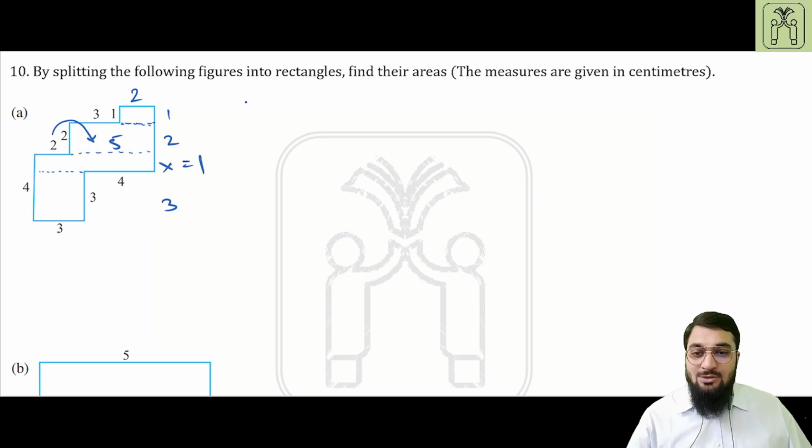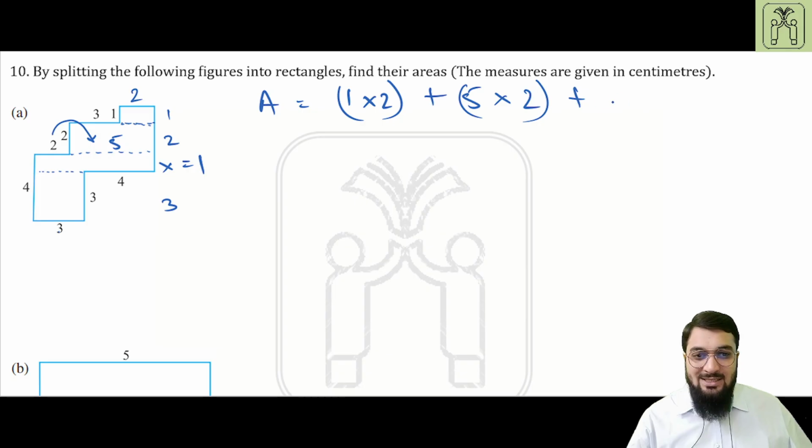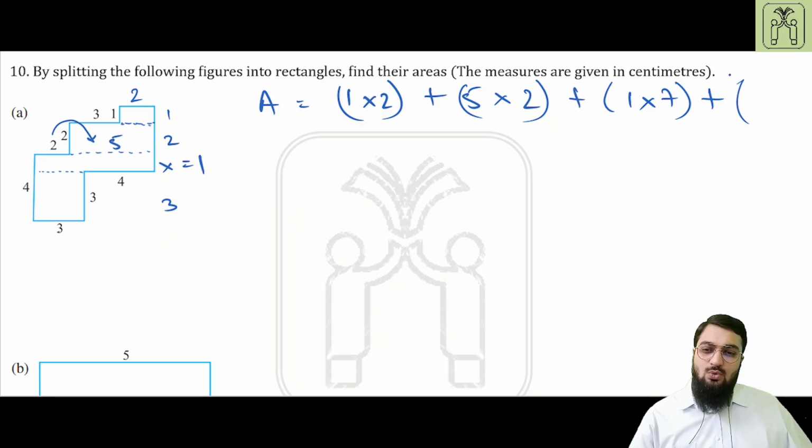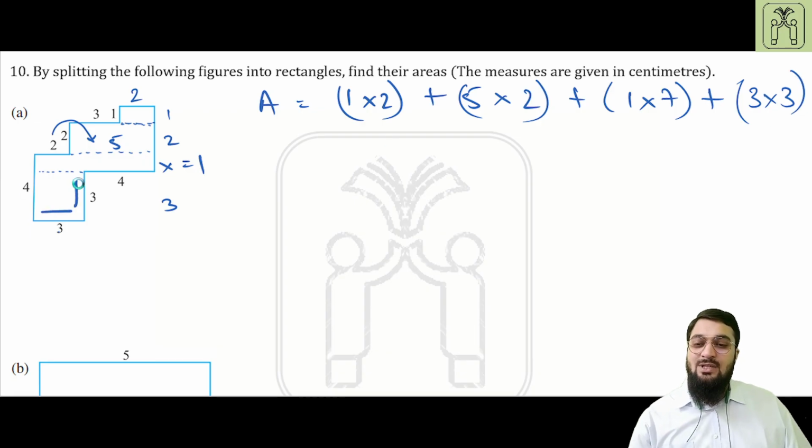so area of the first one will be 1 into 2. Area of the second one will be 5 into 2. Area of the third one will be 1 into 5 plus 2, 7. Area of another one will be 3 into 3, because 3 is the width and 3 is the length.